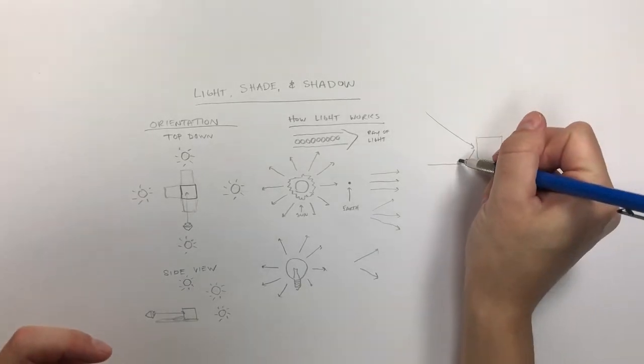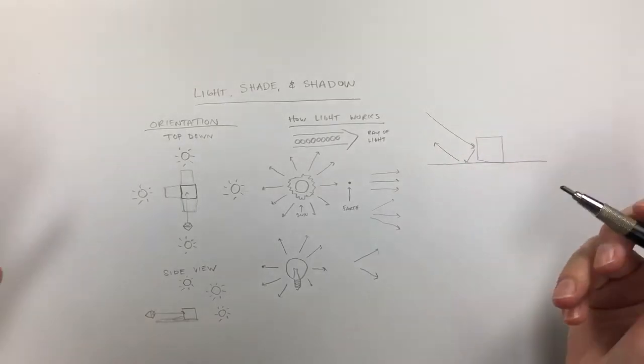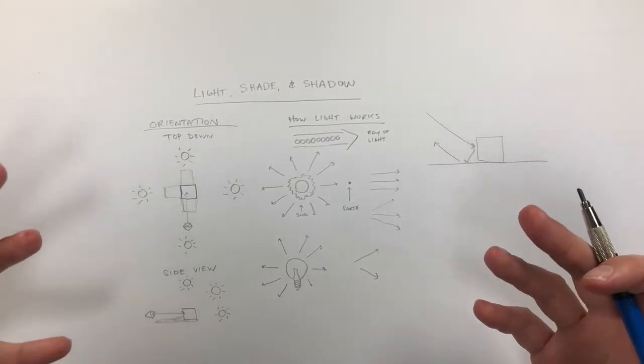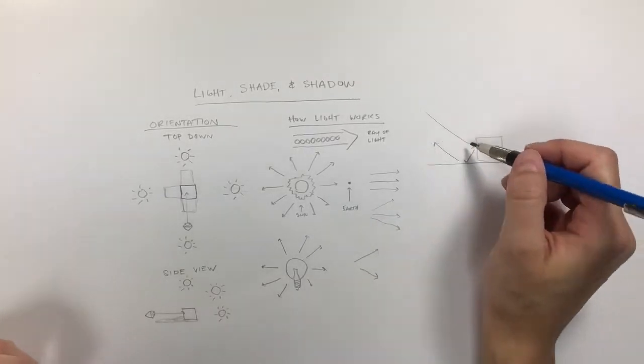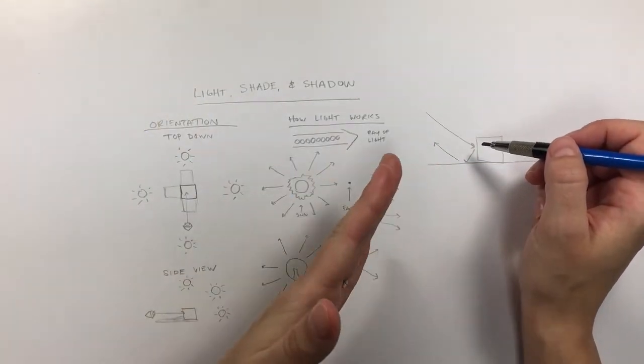And then it's going to hit again and bounce off again. So this is what light is doing, and the stronger the light source, the more it's going to bounce around. So it's really important to know that this light is actually bouncing. It's not static. It doesn't just hit an object and stop.